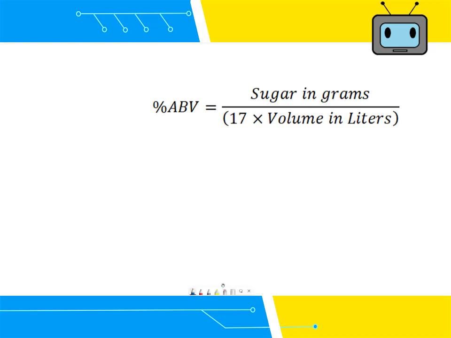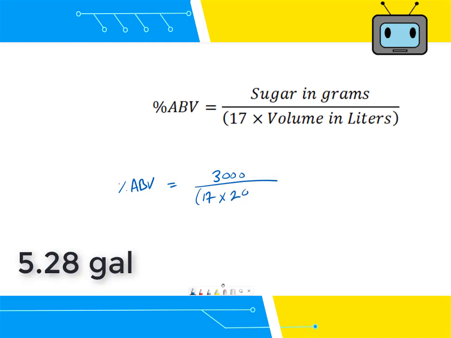So let's plug our numbers in that we have. So we're looking for a percent ABV, and I'm going to put that with my 3,000 grams of sugar. I'm going to divide that by 17, and I'm going to try to get it to 20 liters of mash, which is a common value. So that should equal 8.82% ABV. So with that 5 kilogram jug of molasses and 20 liters of water, we could have approximate ABV of around 8.82%.